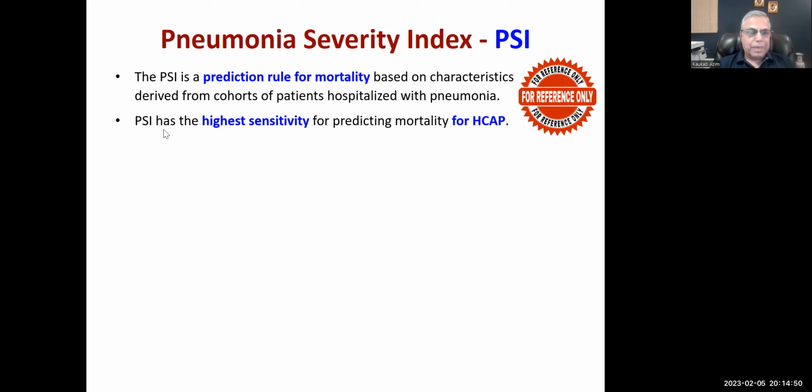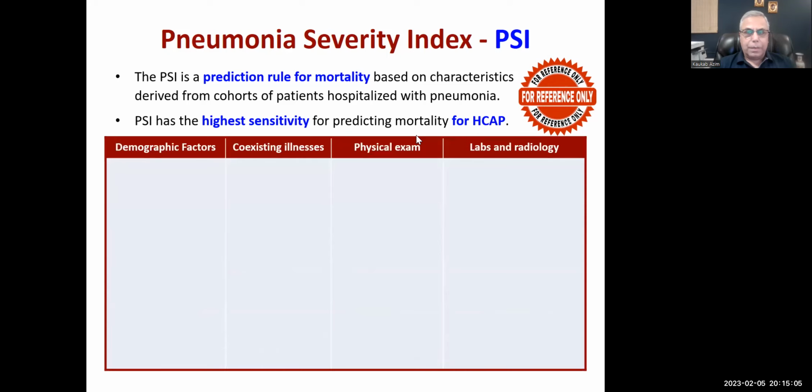So the pneumonia severity index has the highest sensitivity for predicting mortality for this CAP, okay? Anyway, here are the factors, and this is community-acquired pneumonia.